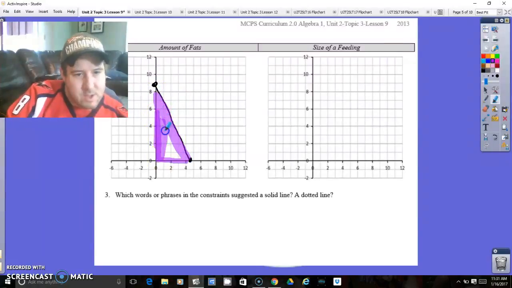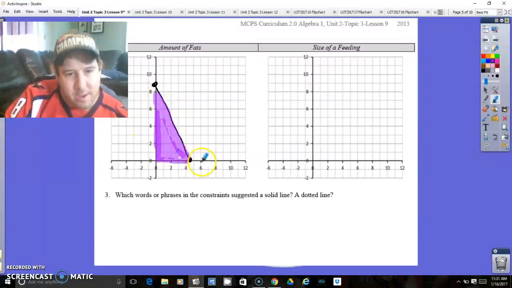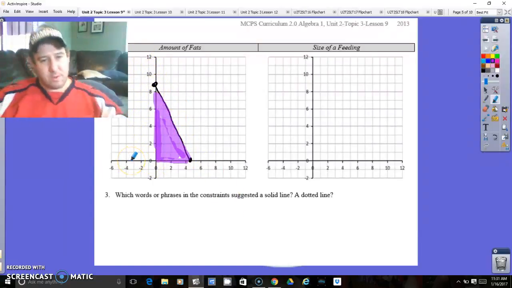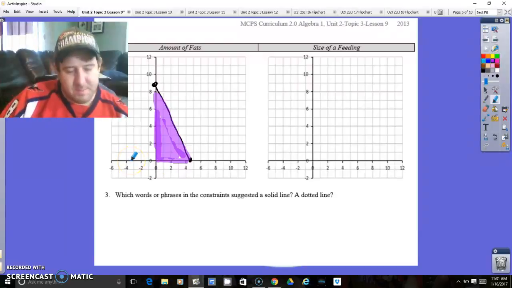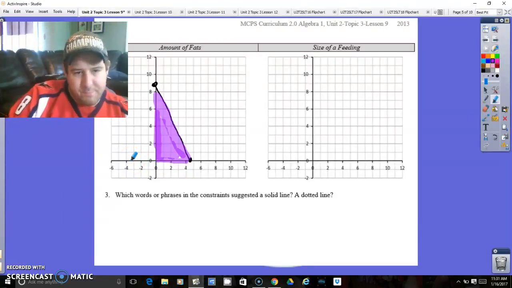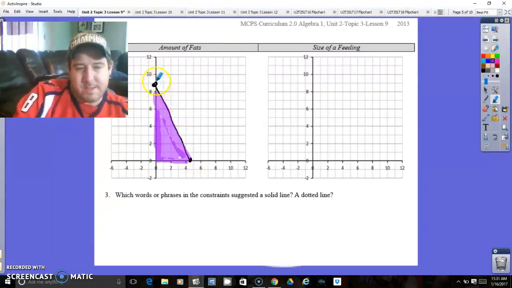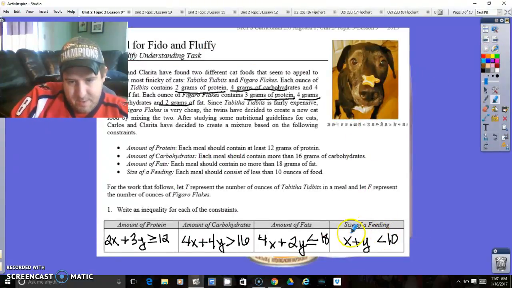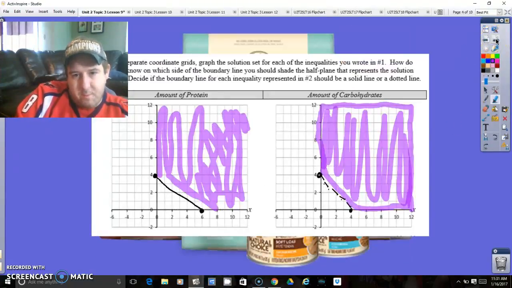Now, we haven't yet talked about, what about these negatives? Why aren't I making the boundary lines go across? Well, you're making a mixture of the two, Tabitha Tidbits and Figaro Flakes. You can't make a mixture of negative Tabitha Tidbits or negative Figaro Flakes. So the reason why the boundary lines are stopping is because negatives don't make sense in the context of the question.